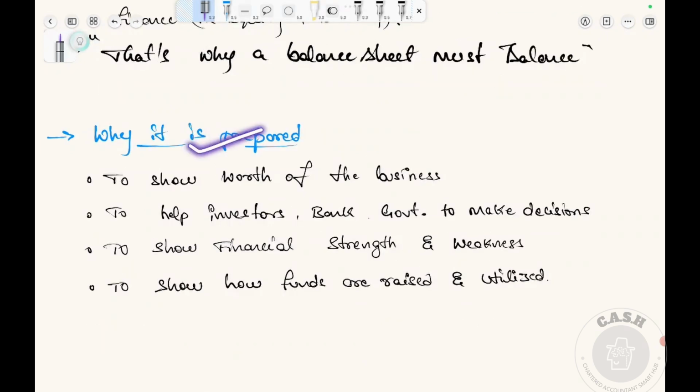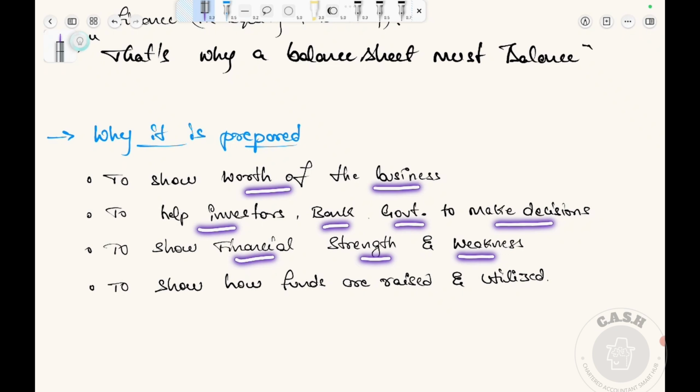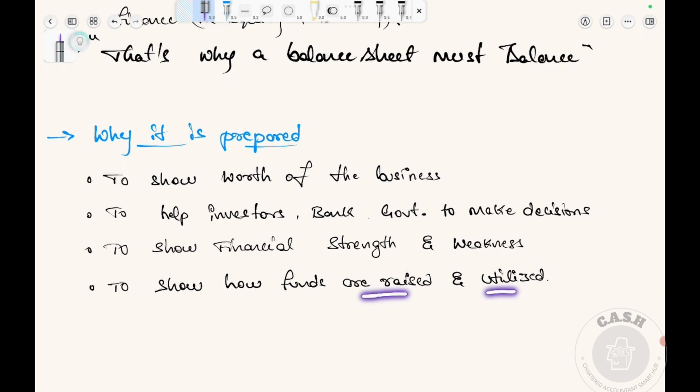Then why is it prepared? It is prepared to show the worth of the business, to help investors, bankers, or government make decisions, to show the financial strength and weakness of the company or the business, and to show how funds are raised and utilized.